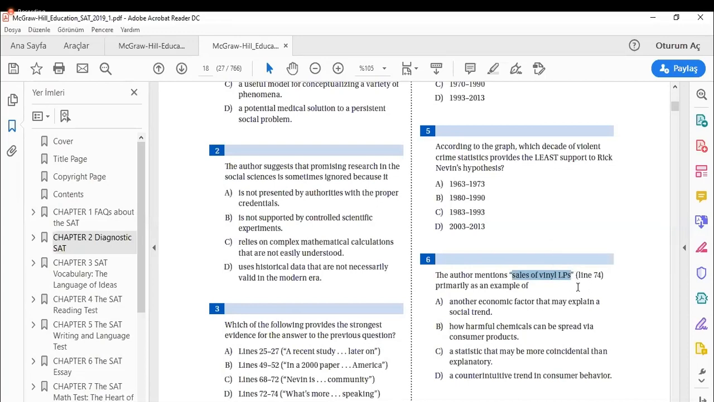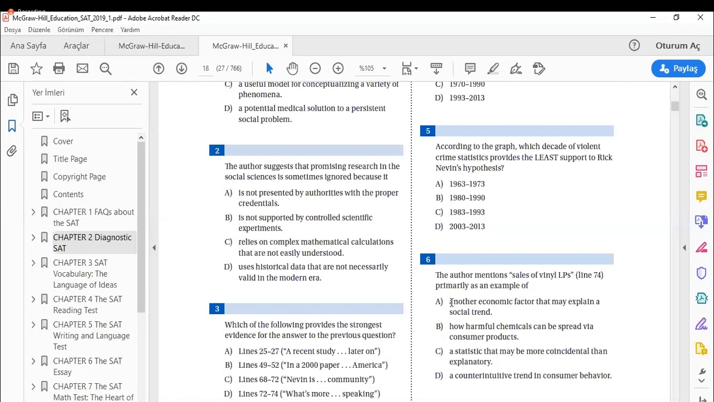Abed? Yes. Ready, Abed? Yes, I'm ready. Okay, Abed, let's have a look at the question. Number 6. The author mentions sales of vinyl LPs, line 74, primarily as an example of... So first of all, what sort of question is this, Abed? Vocab or inference? No, Abed, look at this one. Sales of vinyl LPs. So this is asking about a very specific detail from the passage. Yes. So first of all, this is a specific detail question, and this specific detail is expected to identify with its purpose. Specific purpose question.